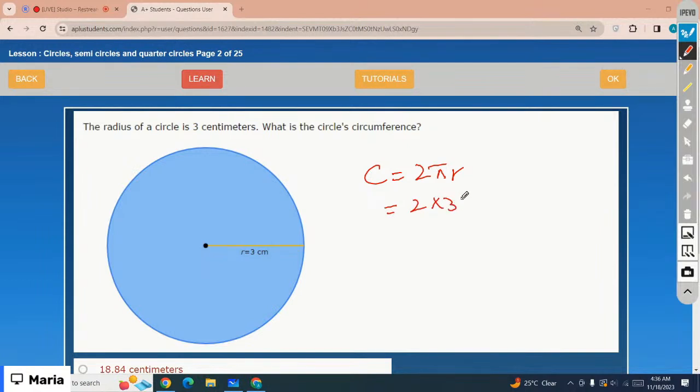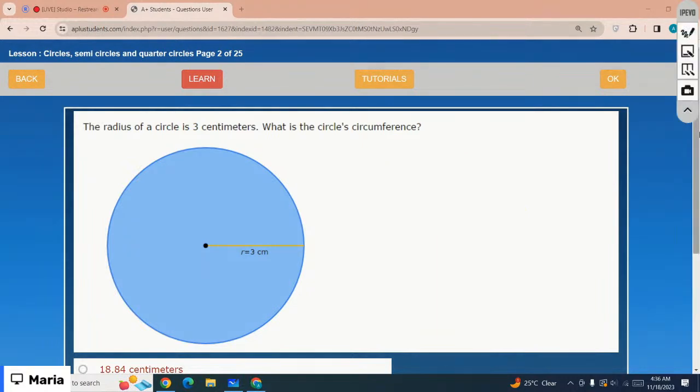2 pi is 3.14 and r is 3. Just evaluate the values. 3 times 2 is 6, and 6 times 3 is 18. So that would be 18.84. Option number 1 is the correct option.